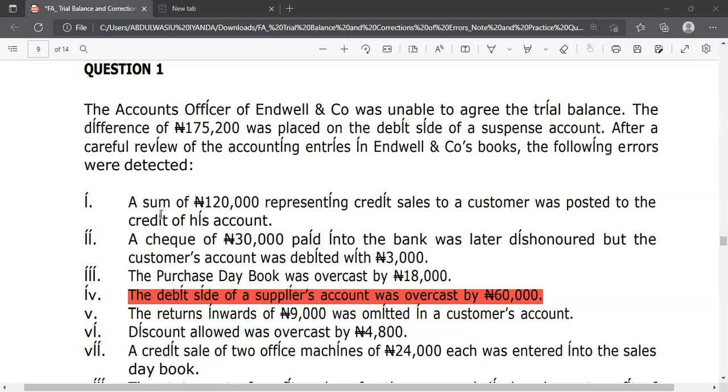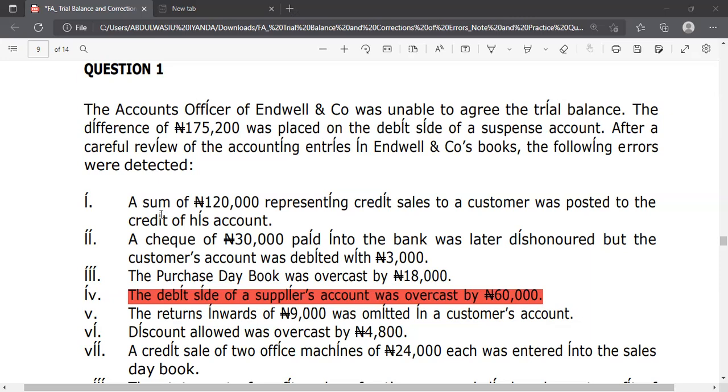They said the debit side of the supplier's account was overcast. You can see they say the debit side, meaning that the credit side will now be the supplier's account, which will now be credited by 60,000. Since the examiner is saying that the debit side of the supplier's account was overcast, just do the corresponding entry by taking that 60,000 naira to the credit side.